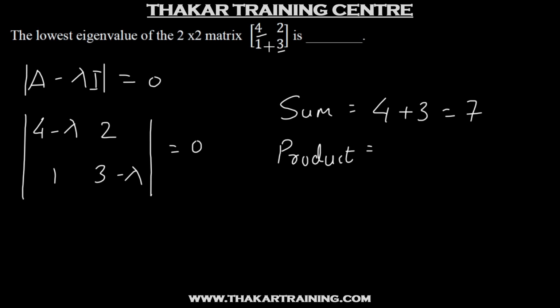So what is the determinant in this case? It is 12 minus 2, which is 10. So now all we need to do is find two numbers which have the sum as 7 and product as 10. Quite simple, the numbers are 2 and 5, right? And we have to select the lowest one. So the lower of the two is 2. So the answer for this question will be 2.